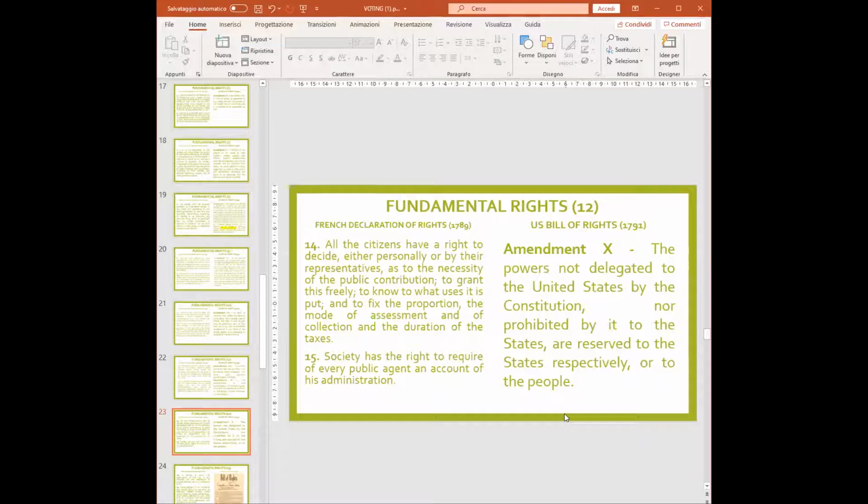So what does this mean? This 10th Amendment is a clause that tries to limit, as much as it can, the powers given to the federal institutions and to protect the states and the people.